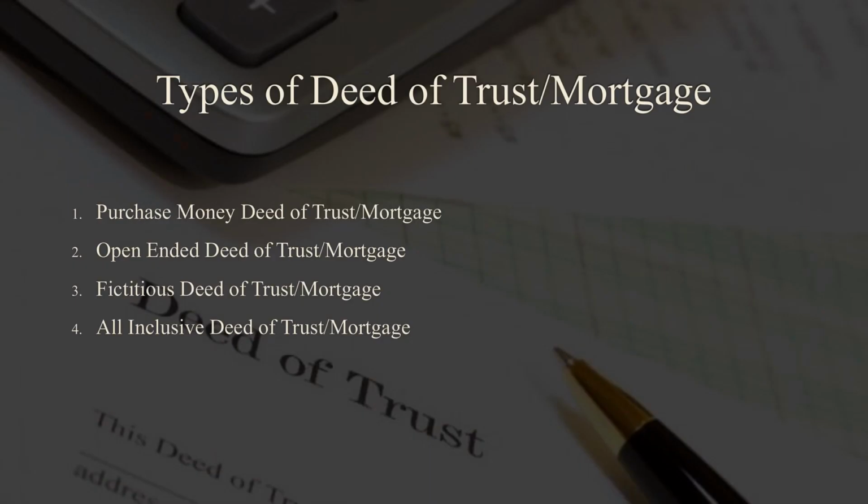Then we will see what types there are in deed of trust. First one is purchase money deed of trust. Second one is open-ended deed of trust. Third one is fictitious deed of trust. And last one is all-inclusive deed of trust.